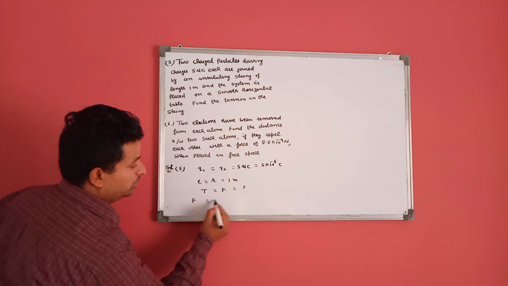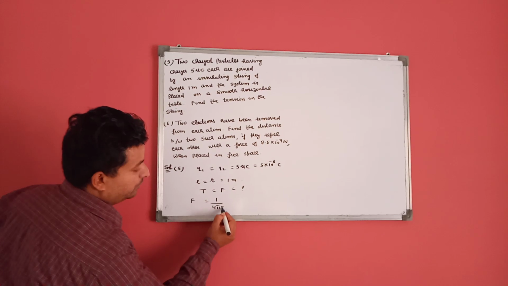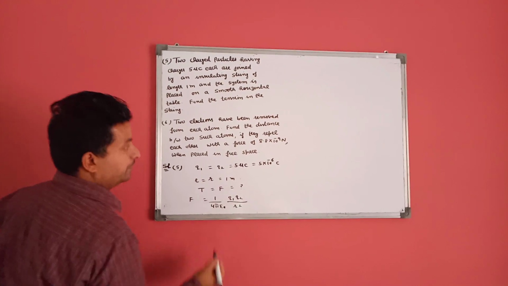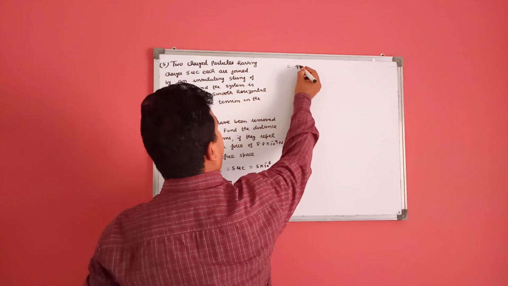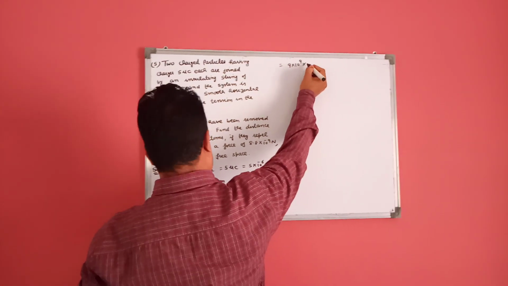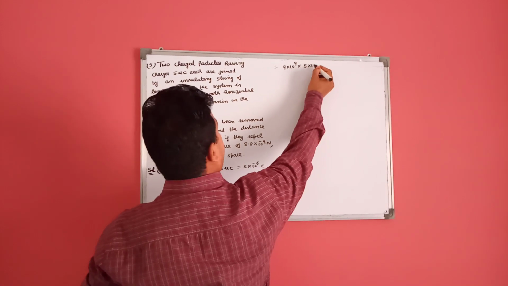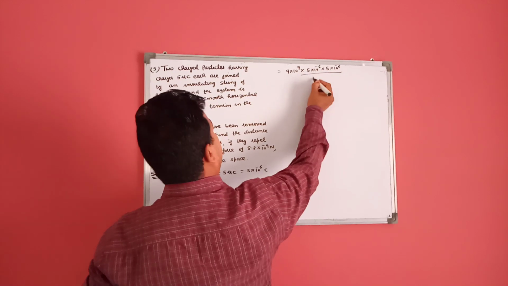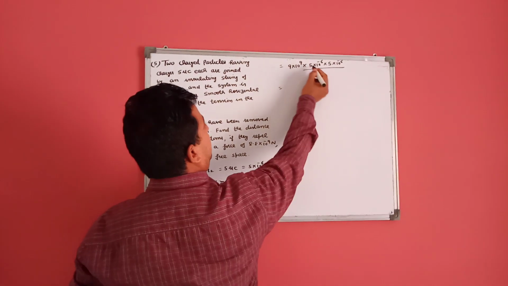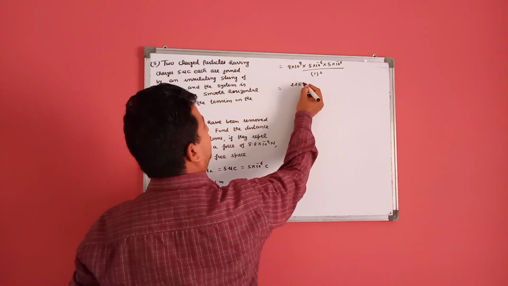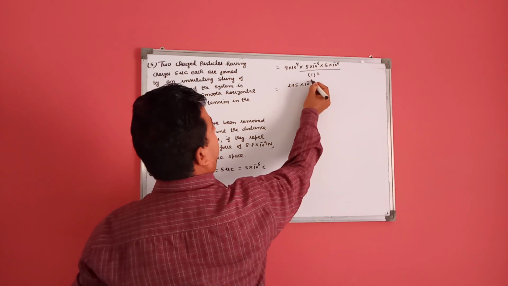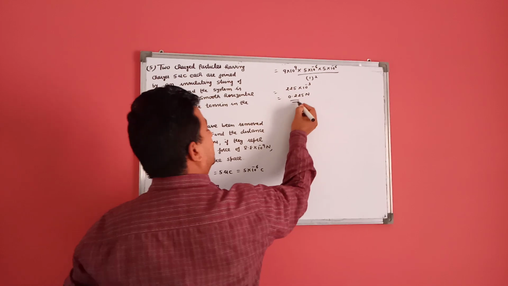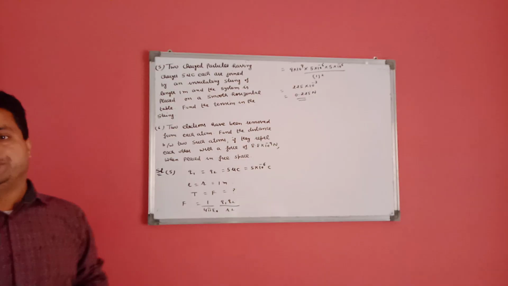Then according to Coulomb's law, F is equal to 1 by 4 pi epsilon naught Q1 Q2 by R whole square. The value of 1 by 4 pi epsilon naught is 9 into 10 the power 9. Q1 is 5 into 10 the power minus 6, Q2 is 5 into 10 the power minus 6, divided by 1 whole square. 9 times 5 is 45, 45 multiplied by 5 is 225, and the power becomes minus 3. This is 0.225 Newton. This is the tension in the string.